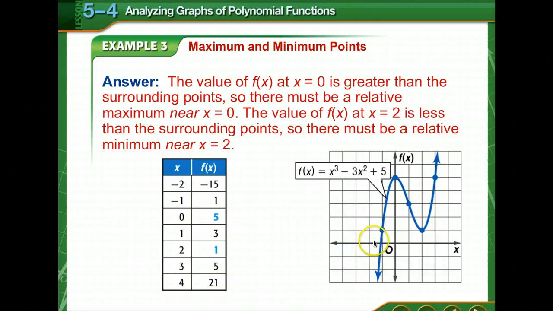And here, the value of f of x at x equals 0 is greater than the surrounding points. So that's a relative maximum. And the value of f of x at x equals 2 is less than the surrounding points, so there must be a relative minimum near x equals 2.